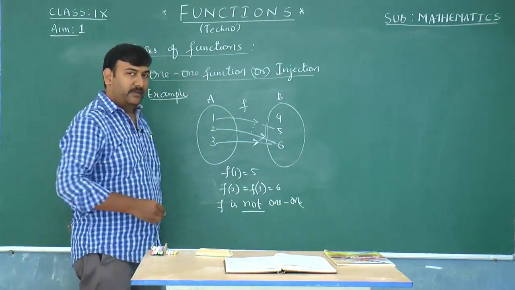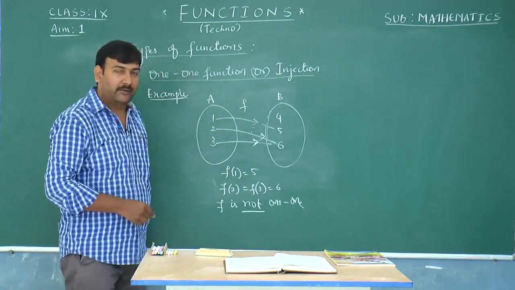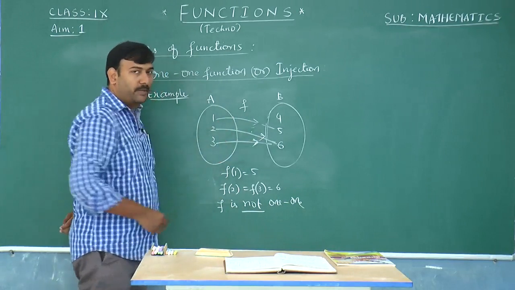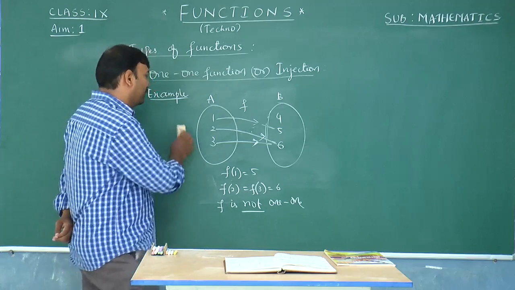So as per the definition, we need to see that distinct elements of the domain need to have distinct images in the codomain. Such a kind of function we call a 1-to-1 function.